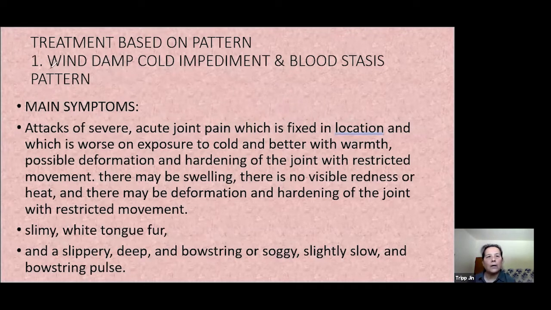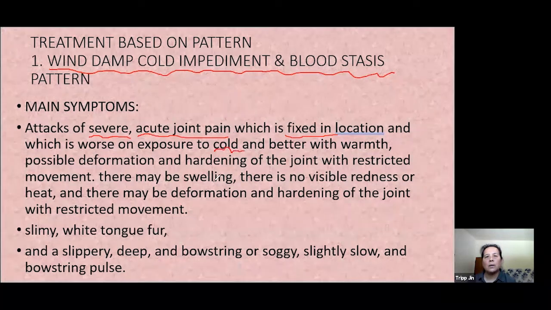The first one we're talking about is wind damp, cold damp, with blood stasis. Wind damp cold invading causes a severe kind of pain, acute joint pain, in a fixed location, especially worse with exposure to cold, and warmth makes it better. And the joint is possibly deformed, and certainly movement is limited. Joints swollen.